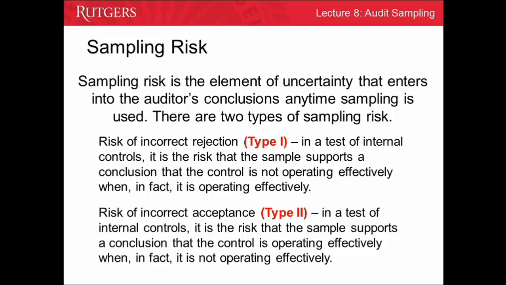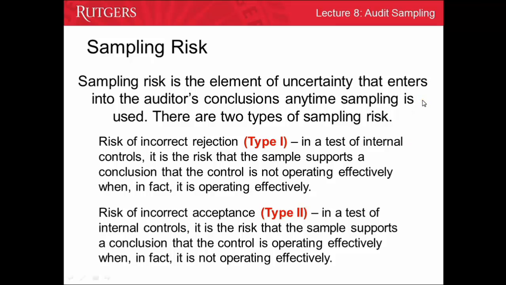Due to sampling risk, the auditor faces the chance that sampling may lead to one of two possible types of decision errors. The first is a decision that the population tested is not acceptable when in reality it is. And the second is a decision that the population tested is acceptable when in reality it is not. In statistical terms, these errors are known as type 1 and type 2 errors.